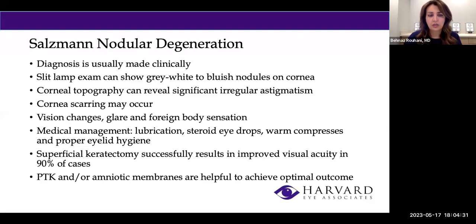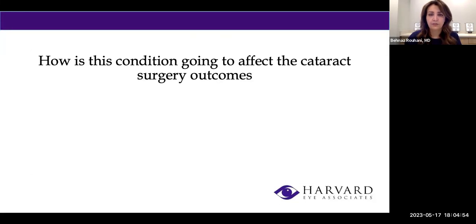PTK, the laser procedure, or amniotic membranes, which we process at the eye bank, right? Donated placentas, they have a lot of healing factors and can help with the improvement of the Salzmann nodules and to achieve the nice surface and eventually optimal visual outcome.